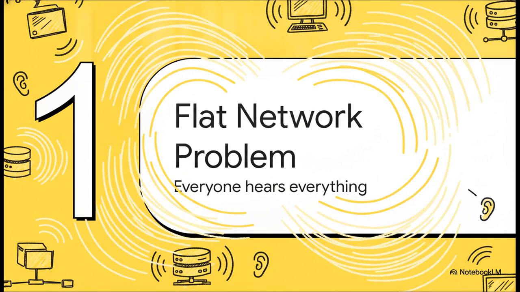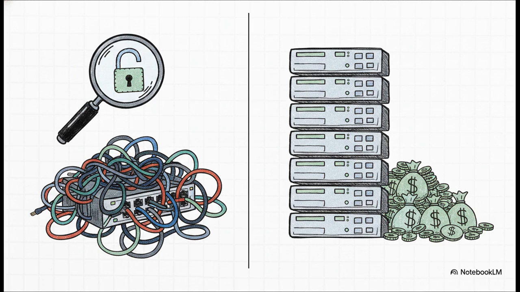Section 1. The flat network problem, or when everyone hears everything. Think about a growing office. If you've got different departments plugged into one single physical switch, you're faced with a pretty terrible choice. You either suffer through the congestion and the massive security vulnerabilities of a single broadcast domain, where someone in engineering could potentially snoop on payroll data, or you spend an absolute fortune buying separate, dedicated physical switches for every single team. That means more hardware, more cables, and a huge hit to your IT budget.